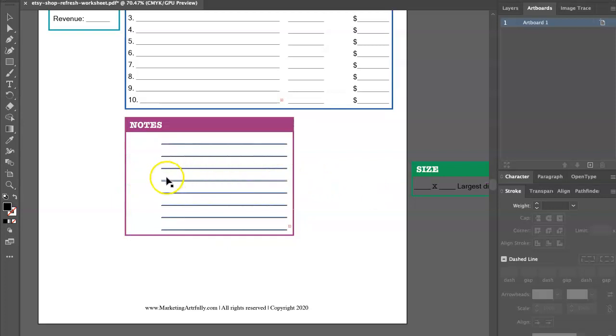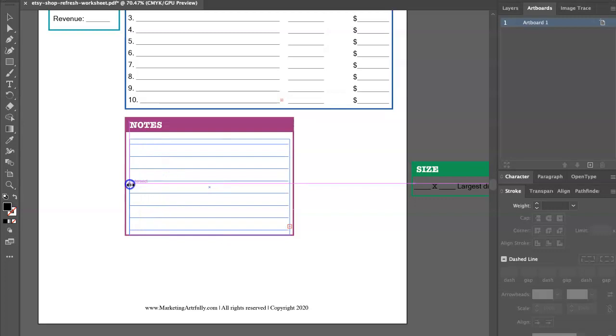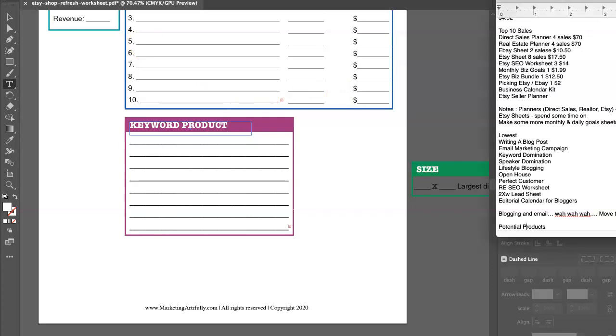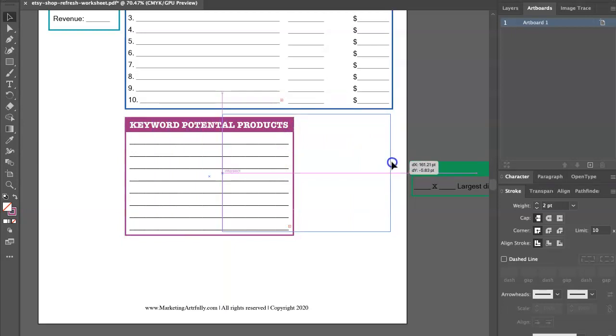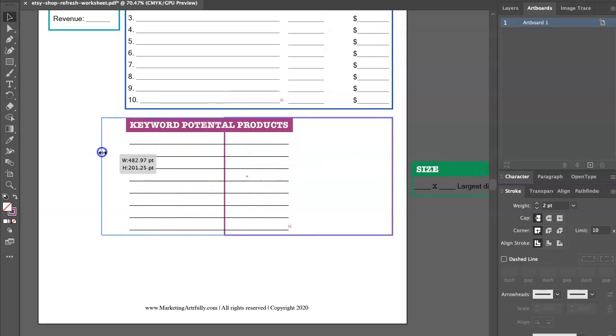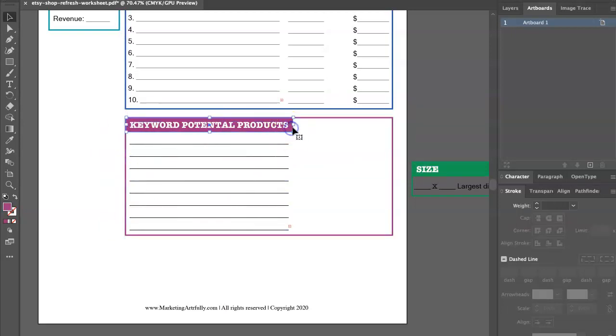Okay, so I'm gonna do this. I wanna have numbers. So let's see, keyword, product, what did I call it? Potential products. Okay, cool. I am so cool, honestly. Okay, and I'm going to do it this way. Well, that did not work the way I intended it to. Maybe I'm not as cool as I think I am, but there we go.